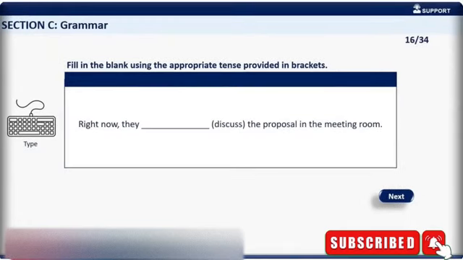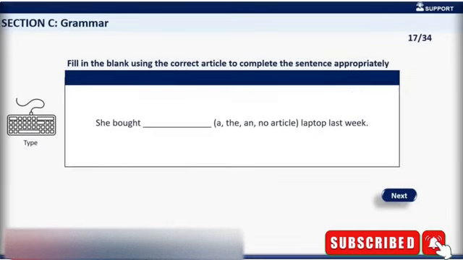Right now, they dash the proposal in the meeting room. So the correct answer for this question is going to be, they are discussing the proposal in the meeting room. Let's move on to the next question. So now the pattern of questions is a bit changed. Fill in the blanks using the correct article to complete the sentence properly. So we will be given some articles. We have to select the most appropriate one that can come in this blank.